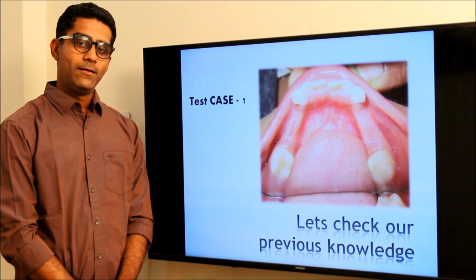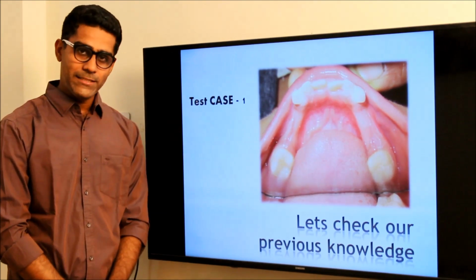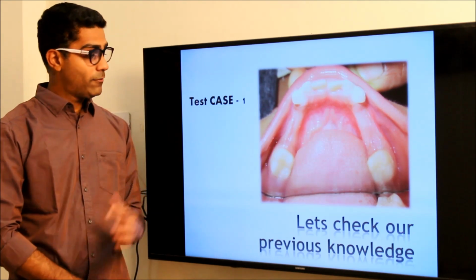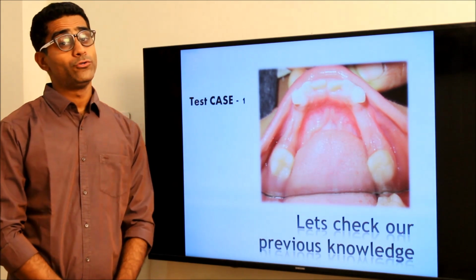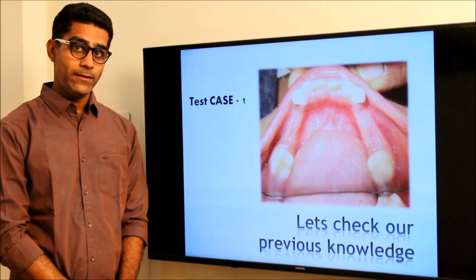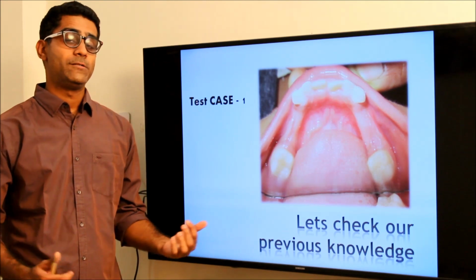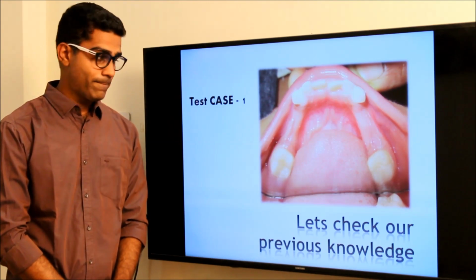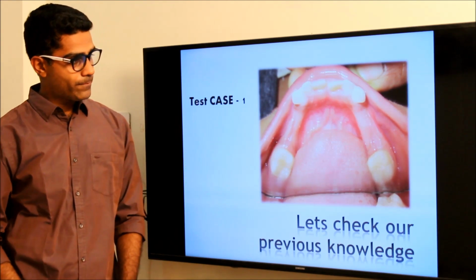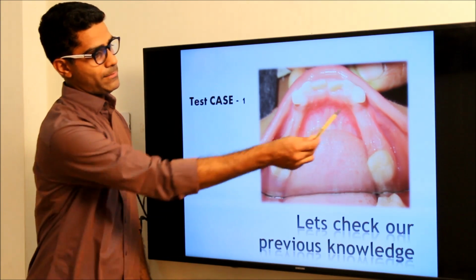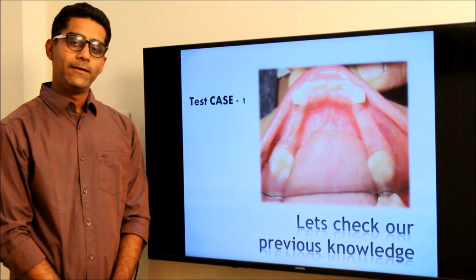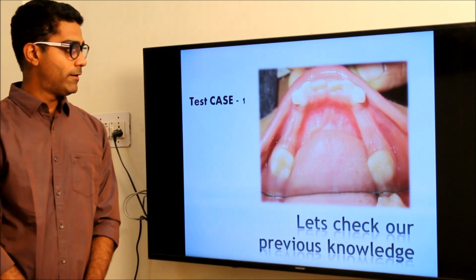First of all, I would like to share a few test cases for you all. There will be 3 cases, and I want you to see each of them very carefully and probably make a note of which space maintainer you feel is best. So this is test case 1. In this, these are the missing teeth and you have to decide which space maintainer to be given.